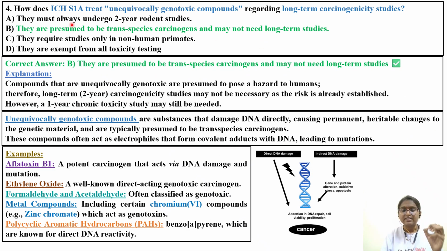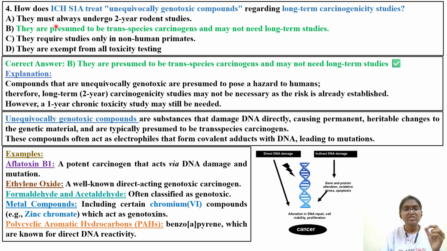Question number 4 is something which is related to genotoxic compounds. So let's dive into the question. How does ICH S1A treat unequivocally genotoxic compounds regarding long-term cancer studies? So there is a certain chemical X, and when you perform Ames assay, chromosome aberration assay, or micronucleus assay, you found the results as unequivocal genotoxic. So how to handle such chemicals? Let's look into the options.